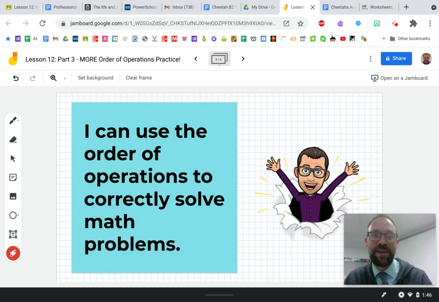So here we go. Today's learning target. I can use the order of operations to correctly solve math problems. You're going to practice your math problems right now. And today's rule is parentheses first. Let me know if you need help.